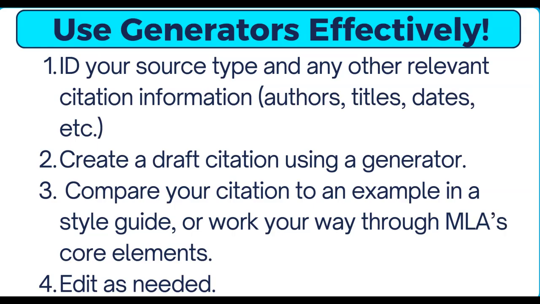To use citation generators effectively, always first identify the type of source you're citing, as well as any other important information like date, page number, volume, things like that. Once you create a draft using a generator, then find an example that matches the source type using a style guide, or check the citation by working your way through MLA's core elements.